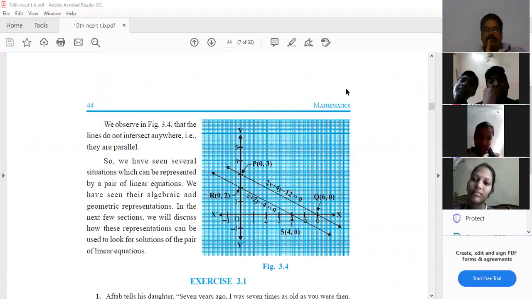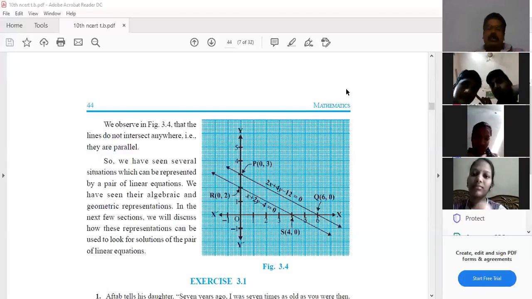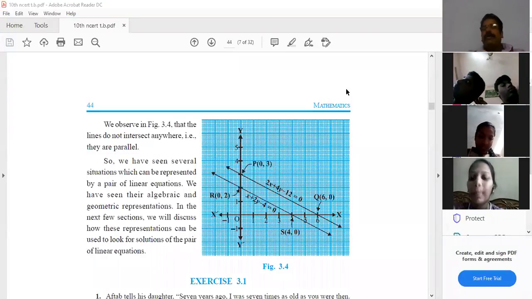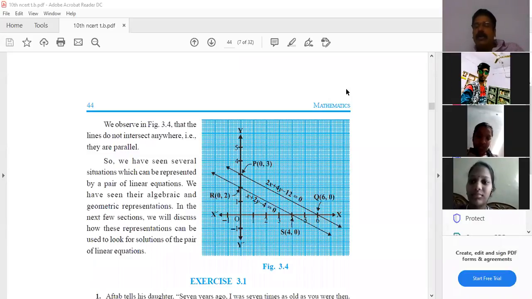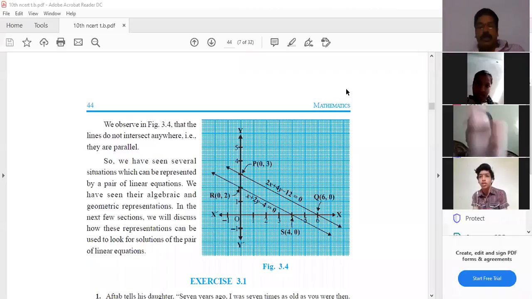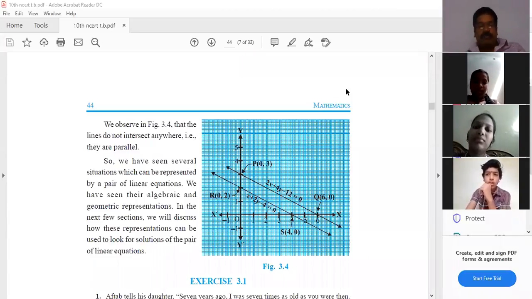First case, intersecting lines means one solution. Second case, coincident lines means infinitely many solutions. And third case, the two lines are not intersecting, they are parallel. That means no solutions. These are the three cases we can observe for a pair of linear equations if you draw them graphically. For that, we have conditions. Without drawing the graph, you can say there are three conditions.